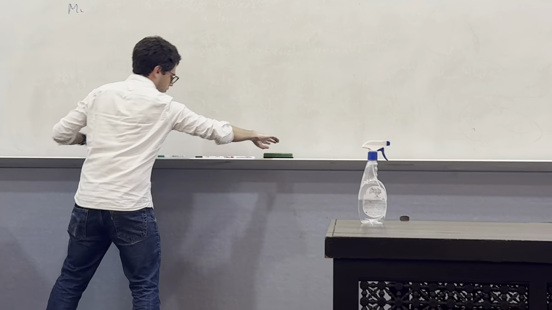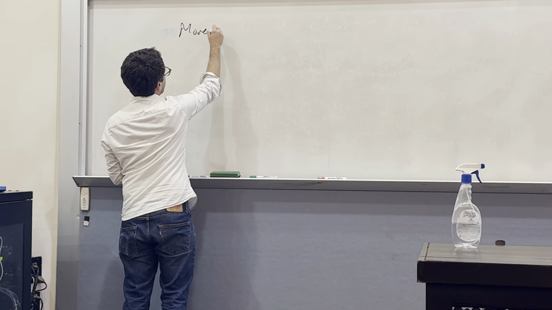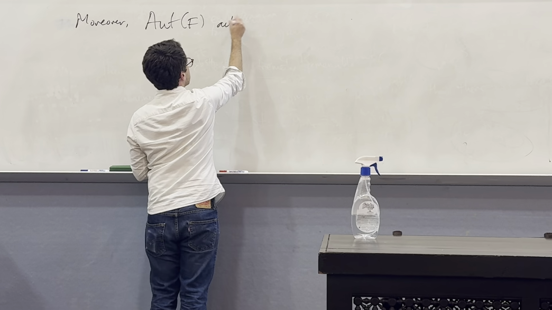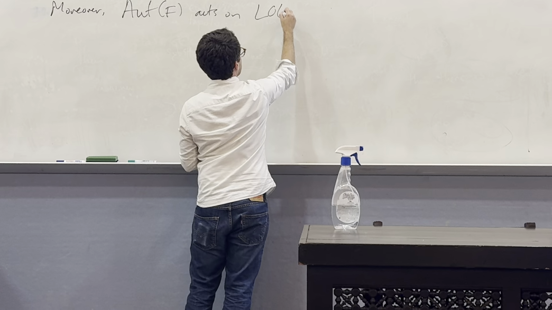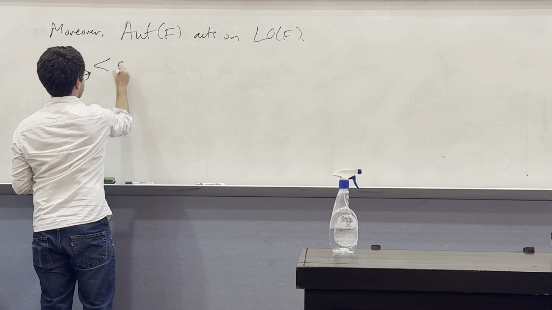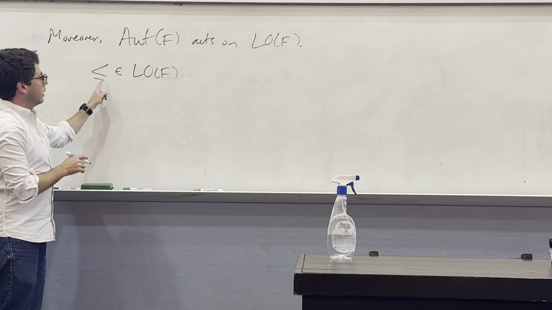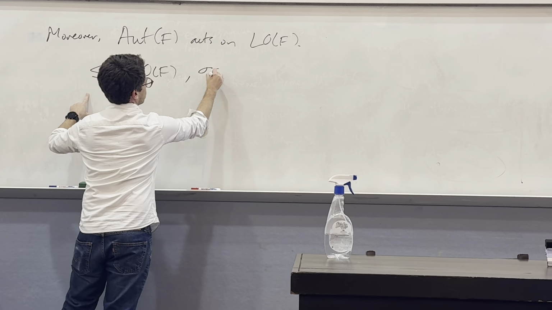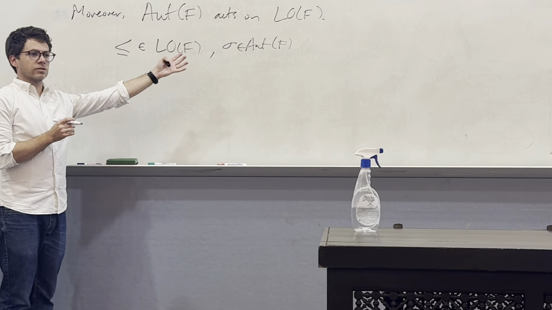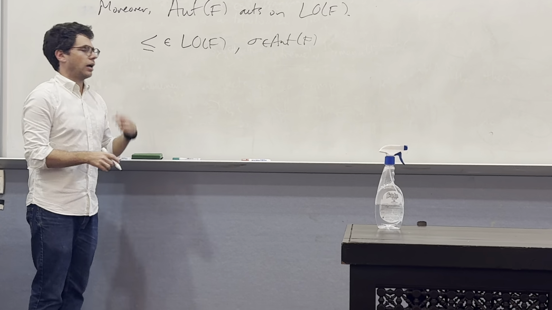Sorry, let me switch colors. So moreover, Aut(F) acts on LO(F). So suppose I take some linear order on F, and I take some sigma in Aut(F). I need to tell you how sigma moves the linear order. It's going to scramble the linear order in some way. And how do I tell you how to do that?